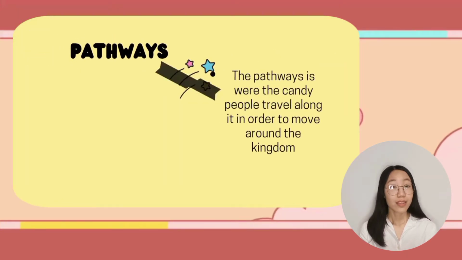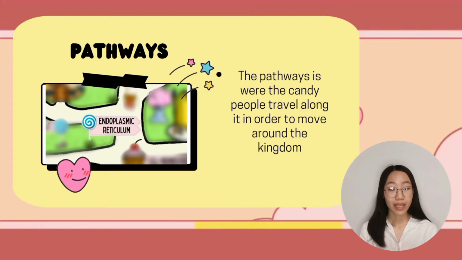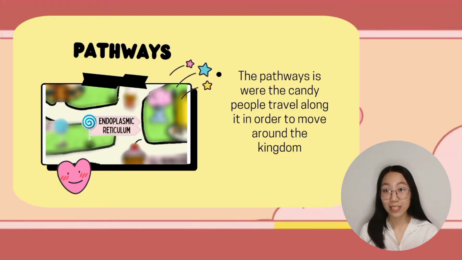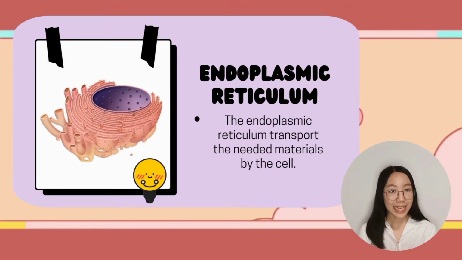Next, the pathways of the kingdom are similar to the endoplasmic reticulum because the candy people travel along them in order to move around the kingdom. Just like the endoplasmic reticulum, it transports the needed materials in the cell.